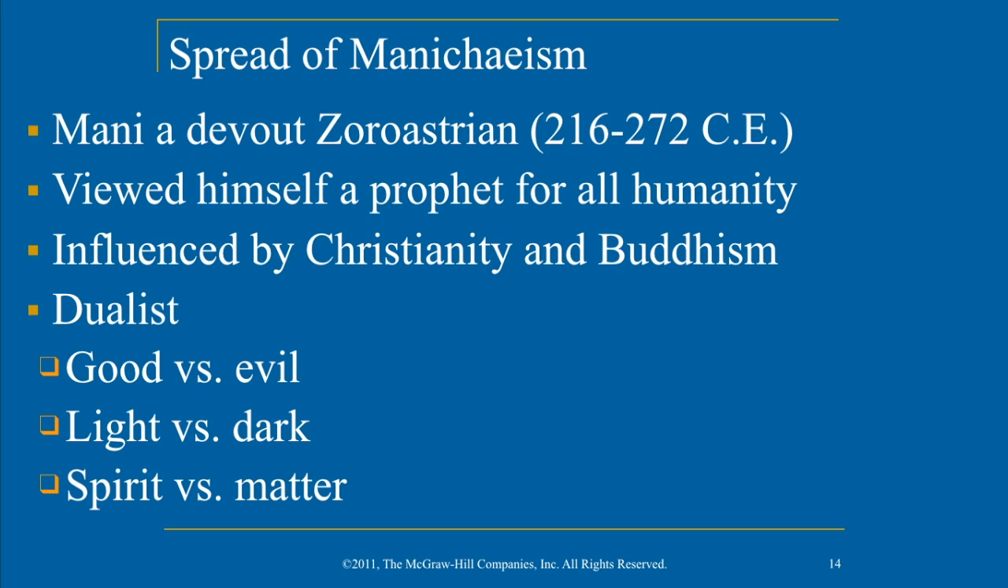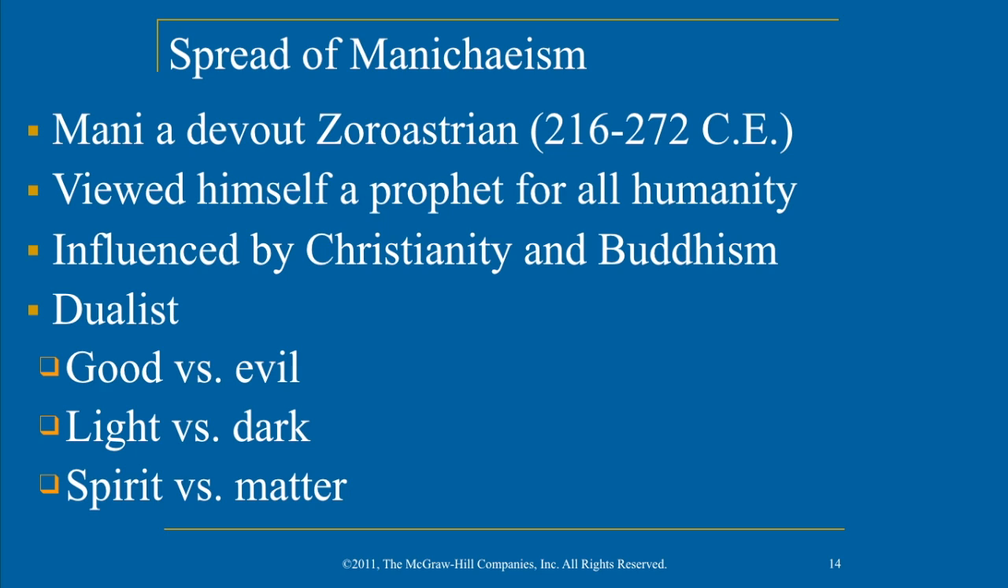We then get a new religion we're going to talk about: Manichaeanism. Mani is a devout Zoroastrian. He lived between 216 and 272 CE. He viewed himself as a prophet for all humanity. So like many religious leaders we've looked at in the past, he was influenced by Christianity and Buddhism, which is what we were just talking about.